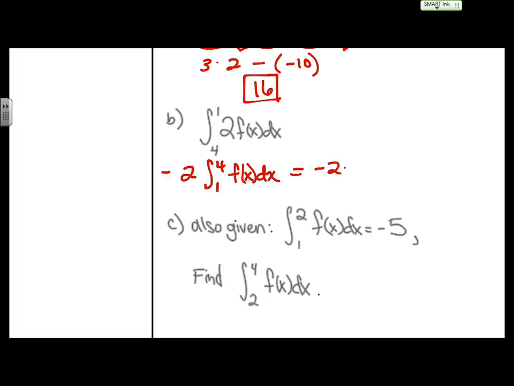I'm pretty sure it's rule number two. It's rule number 2 and 3. Number 3 says pull out the 2, and property number 2 says if the bounds are backwards, flip it and make it negative. Is that cool? So negative 2 times, and what was that integral from 1 to 4 of f?